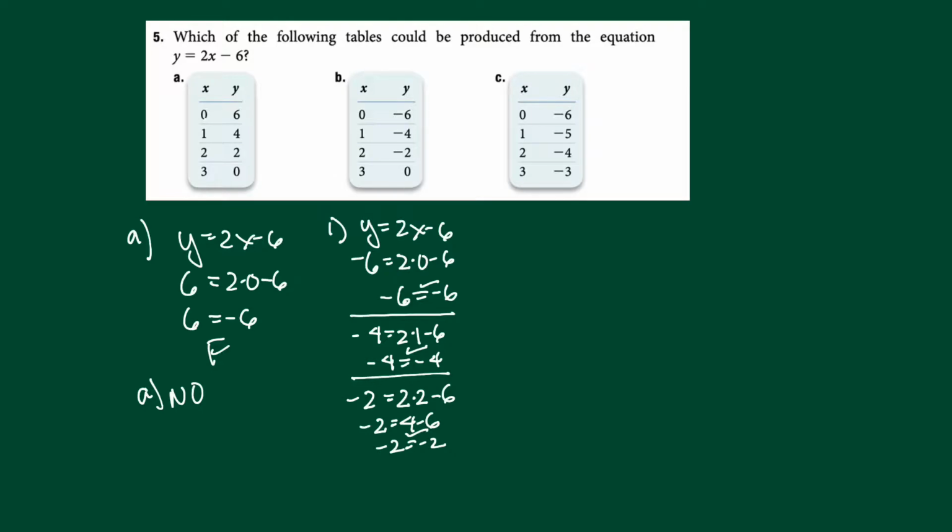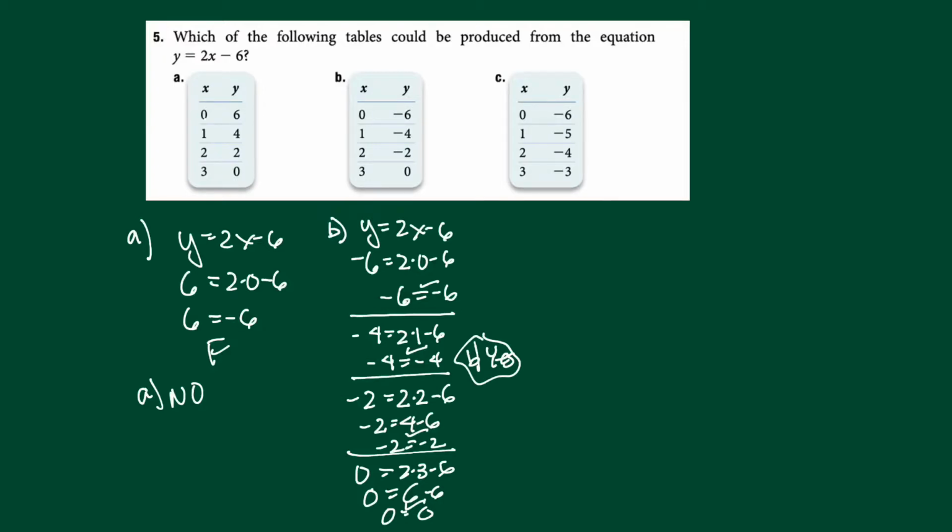Then what about this last row? When x is 3, y is 0. So let's put those in. So 0 for y equals 2 times 3 minus 6. 0 is 6 minus 6. 0 equals 0. Check. So it looks like table B, yes, that table could have been produced by that equation.